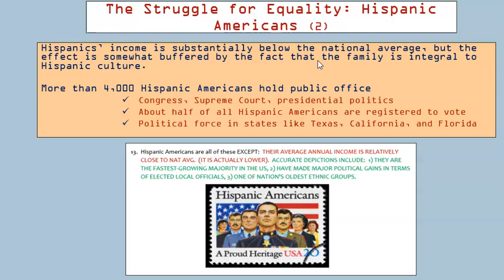So the wording of these questions sometimes can be problematic. So just be careful about the way you read something on a test. And you'll say, well, doesn't relatively close mean the same thing as substantially below? And no, they don't mean the same thing, and they're not even close. But you may have remembered them saying something like that, but you don't want to choose that as your answer because it's incorrect.